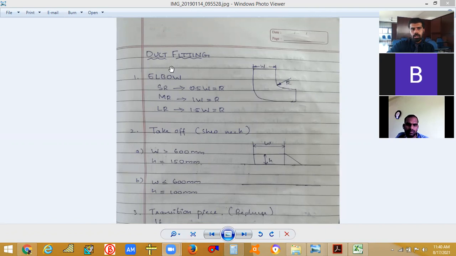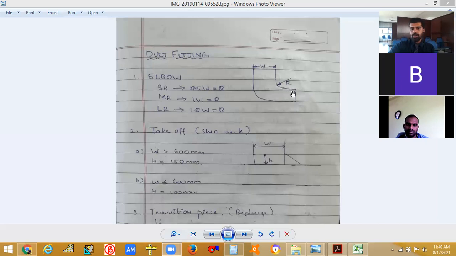So these are different duct fittings. First one, elbow. This is small radius, medium radius, and low radius. If the duct is very small, what radius do you have to give? You just multiply the width by 0.5, or half of the width would be enough for this radius.